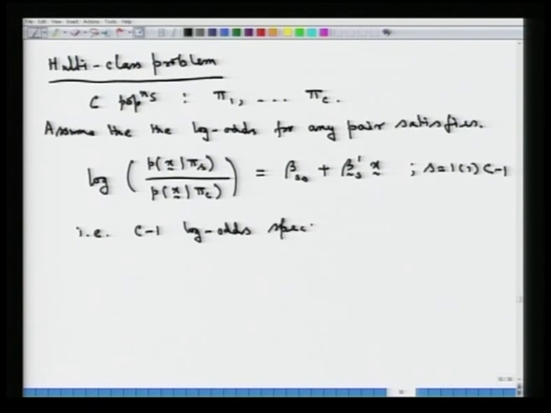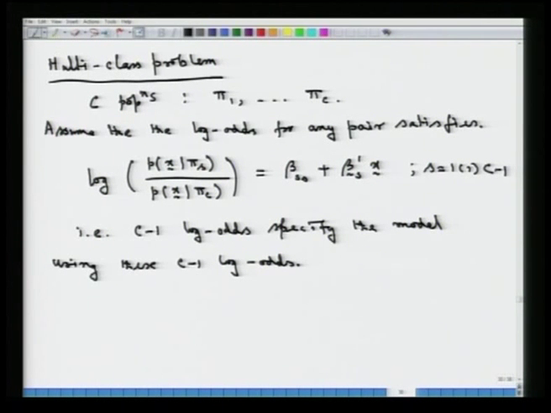specify the model now. So, we have these c minus 1 log odds which we get from this expression for s equal to 1 up to c minus 1. These c minus 1 log odds specify the model completely. Now, using these c minus 1 log odds and using the fact that the summation of all these quantities p of x given i, summation from i equal to 1 up to c, is going to add up to 1.